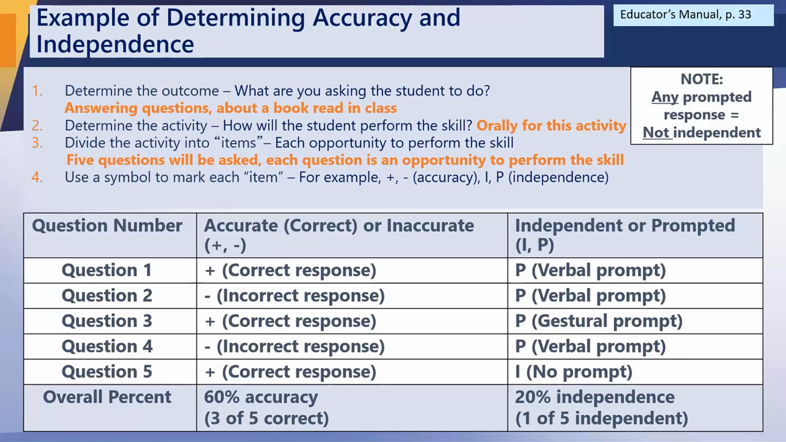So as you can see here, we've broken it down. There's our 5 questions. They were 3 out of 5 correct, so they were 60% accurate. They needed quite a bit of prompting. Only one time did they not need a prompt, so they were only 20% independent. And this would be good information to you. Why were they unable to answer that question orally? Those are good data for you to collect, but always making sure you're giving the students opportunities to perform the skill.